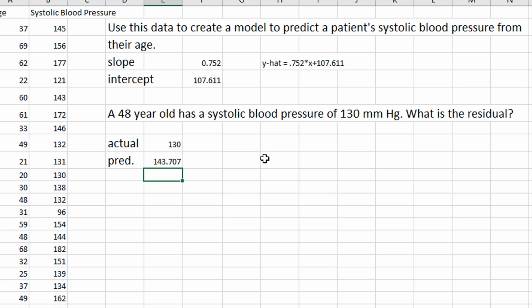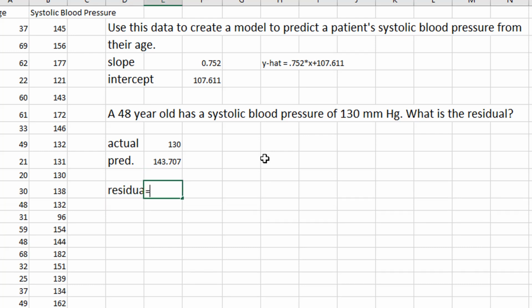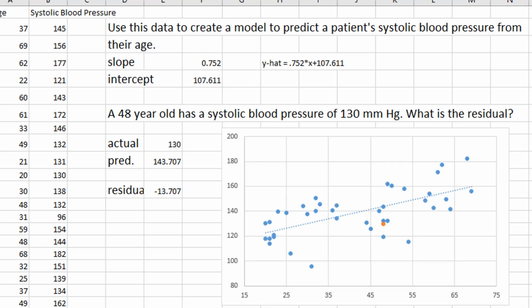The residual is the actual minus the predicted. It's actual minus predicted. It's not predicted minus actual. Actual minus predicted. So what that tells you is, actually, you know what we're going to do, I'm going to plot a scatter plot and the trend line. Okay, so what I've done is I've plotted the data. I put in the trend line so we can see it.